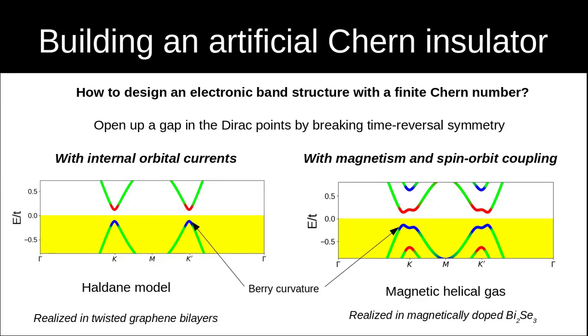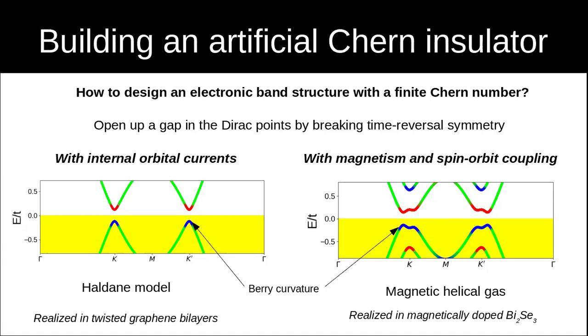This Haldane model was the first model that was proposed where one would have a finite Hall conductivity in the absence of a magnetic field. And then, of course, one can open gaps in these Dirac points in other ways. So if you consider that you have, let's say, a honeycomb lattice that has both magnetism and spin orbit coupling, you effectively also end up with a gap at your Dirac points. And this gap also gives rise to an anomalous Hall state, to a Chern insulator.